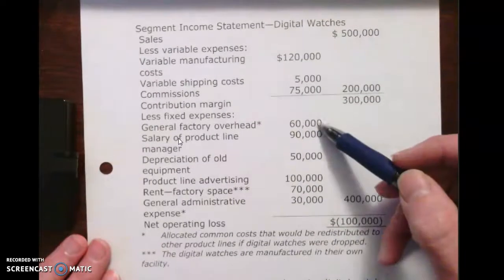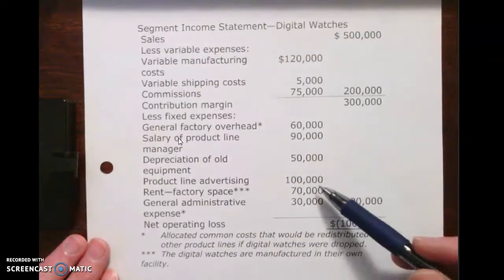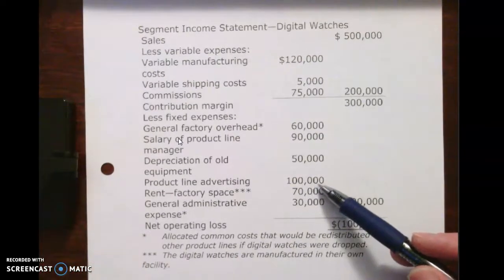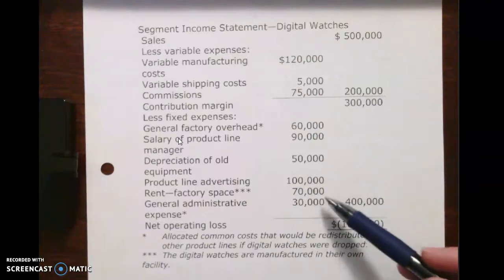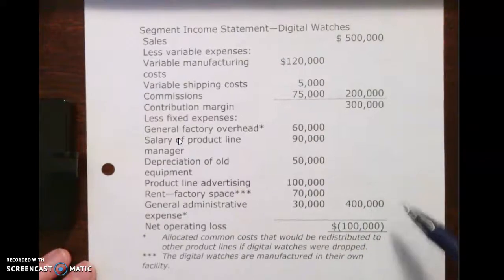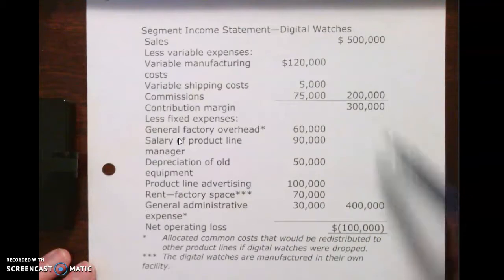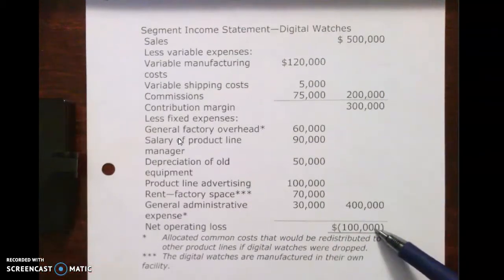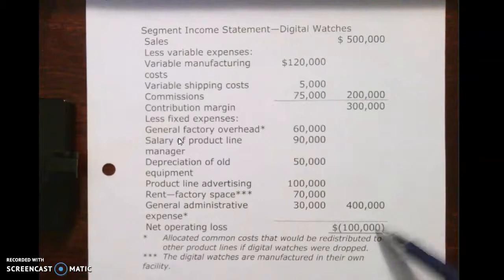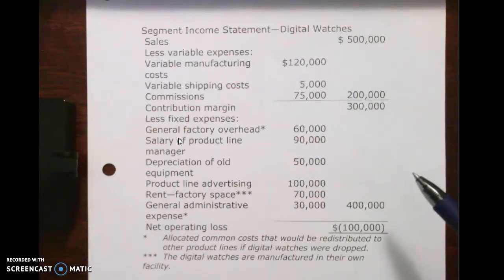Then we have our general factory overhead. We have the salary of our product line manager, depreciation of old equipment, advertising, and then rent. We have general and administrative expenses, and then we have our total fixed costs. Then we take our contribution margin minus our total fixed costs, and we're showing a loss right over here of $100,000. Now, because of this loss, we're thinking about digital watches, well, maybe we shouldn't keep it anymore because it keeps losing money, purely from a financial standpoint.